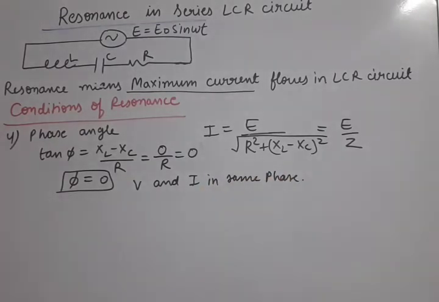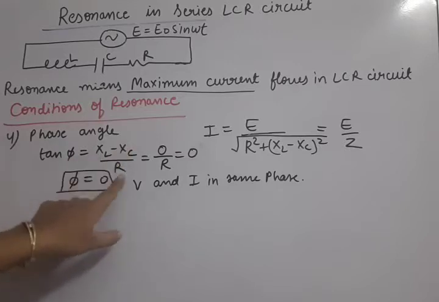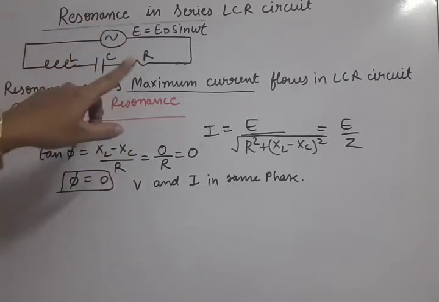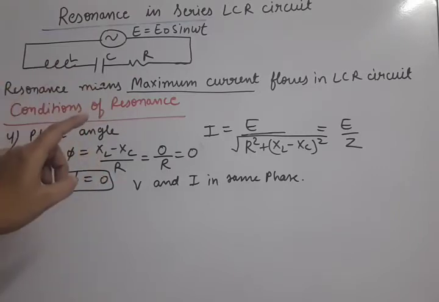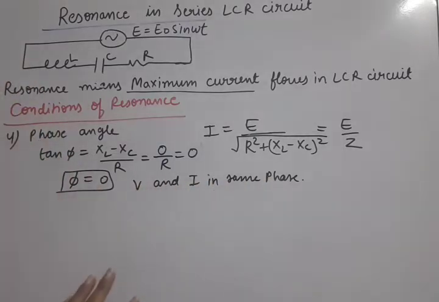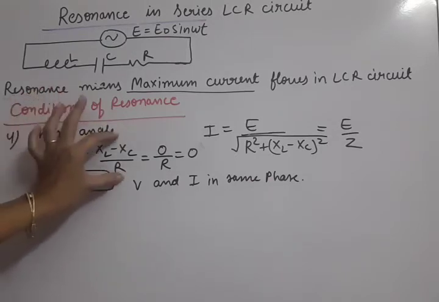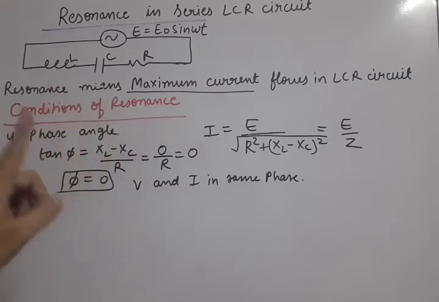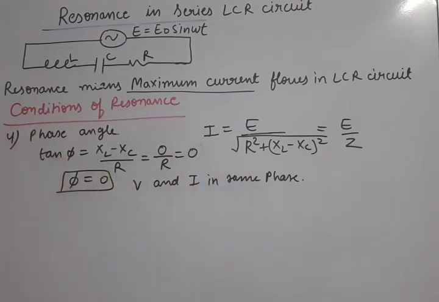The meaning of this condition is that at any time the phase angle between voltage and current in the LCR circuit is given by XL minus XC upon R, but only when the LCR circuit is in resonance do the voltage and current become in the same phase. Otherwise the phase difference is given by that formula, but at resonance the voltage and current are in the same phase, and the phase difference is 0.